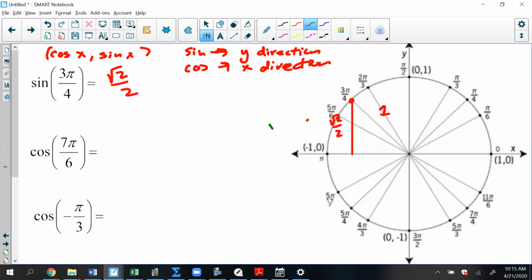Again, just going through my thinking, 7 pi over 6 is a pi over 6 past 6 pi over 6. I'm always looking for those whole multiples of pi. So 7 pi over 6 is another 30 degrees past that. So here's my 7 pi over 6. And then it's asking me for the cosine of that. Well, the cosine is the x direction.